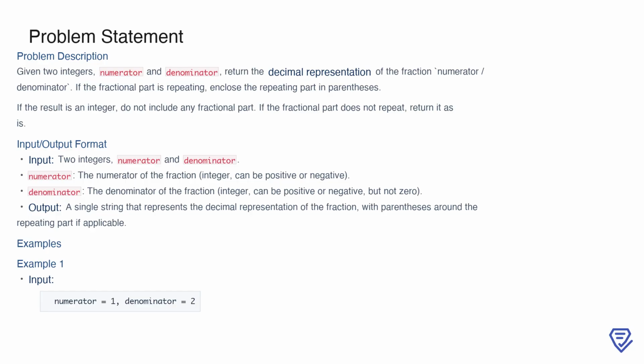The input consists of two integers, the numerator and the denominator. The denominator cannot be 0, as division by 0 is undefined. The output is a single string that represents the decimal form of the fraction. This makes it necessary to correctly handle repeating decimals, non-repeating decimals, and integers, depending on the input provided.